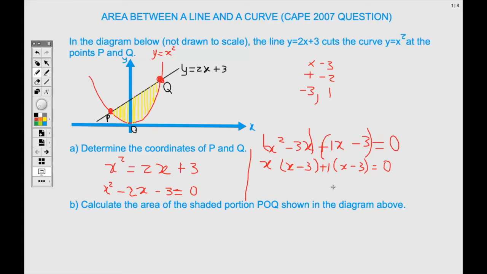So I'll have x plus 1 in one bracket, and then I'll have x minus 3, but we're solving, so what's going to happen is that I'll have to equate each of them to be equal to 0. So let me go ahead and write the x plus 1, and beside it you'll have x minus 3, and then we'll have it equal 0.